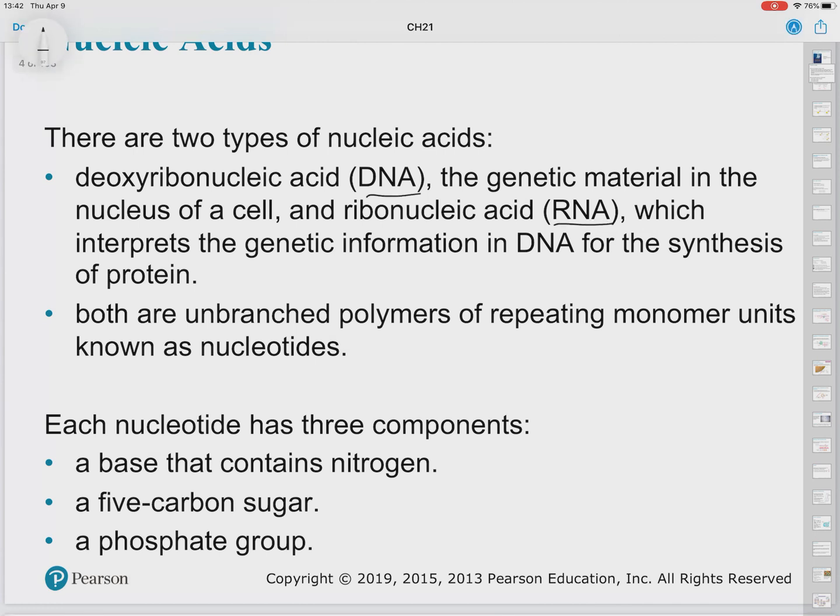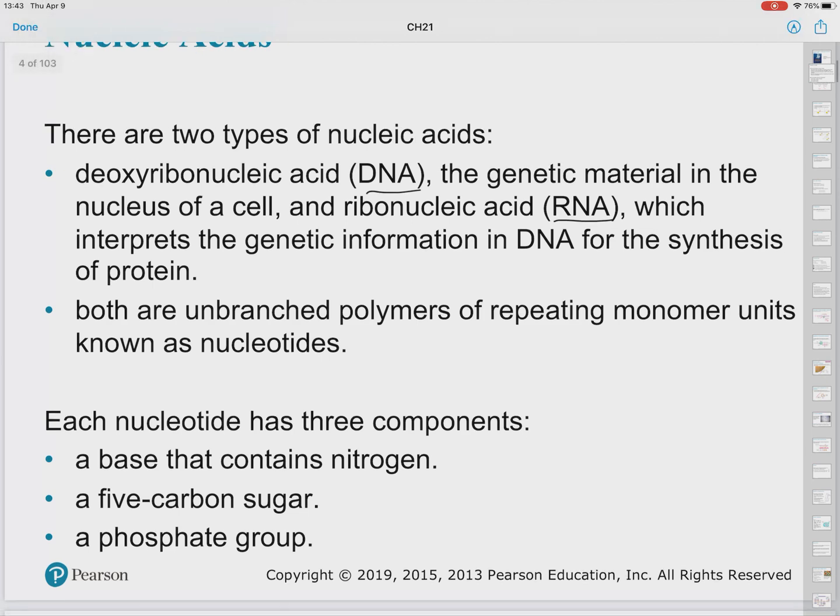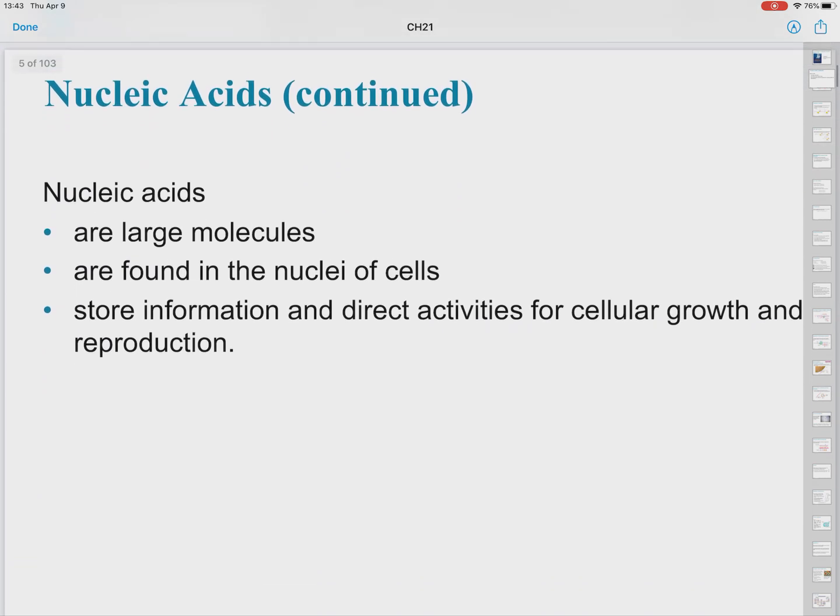So there are different kinds of nucleic acids. There's DNA and there's RNA, and I just mentioned that the main difference is going to be the structure of the sugar. DNA is what stores the information. RNA is what we're going to see is used as an intermediate. So we'll copy our DNA into RNA, which can then be turned into proteins.